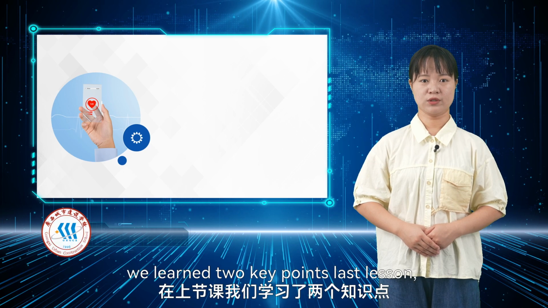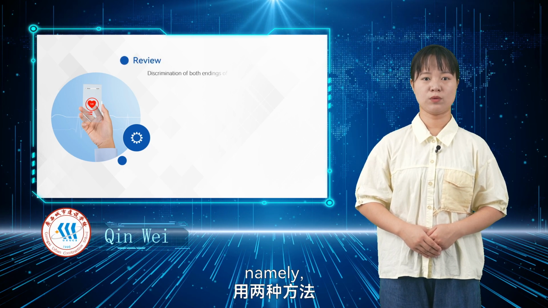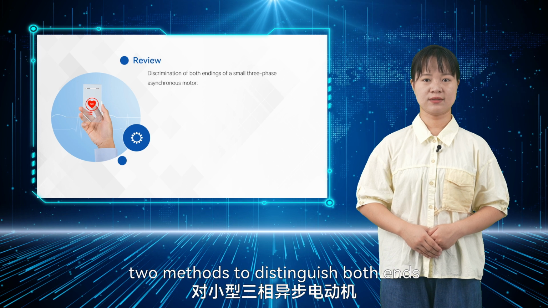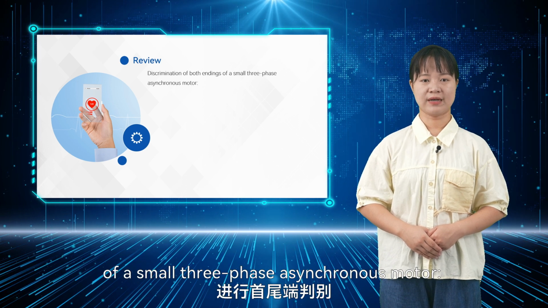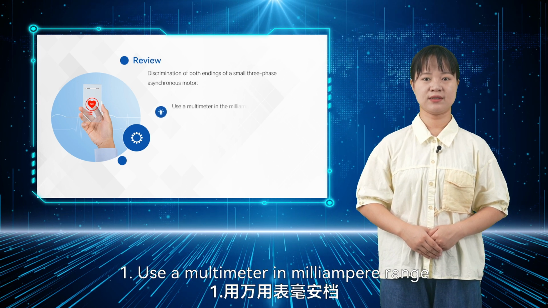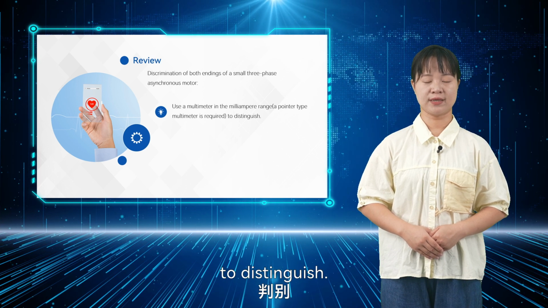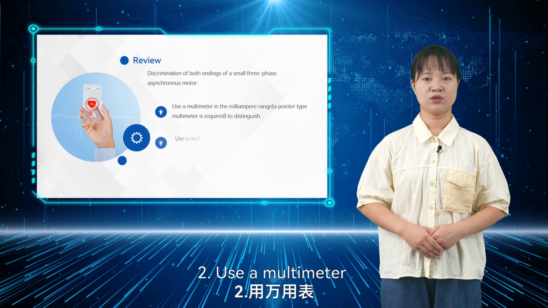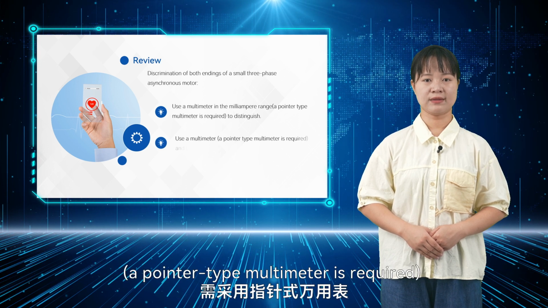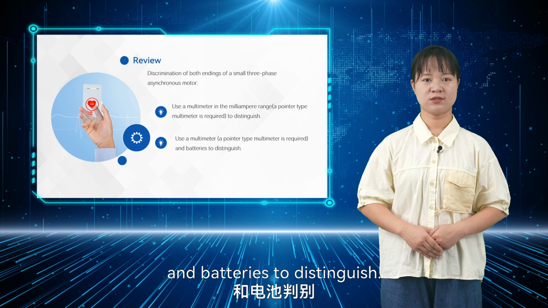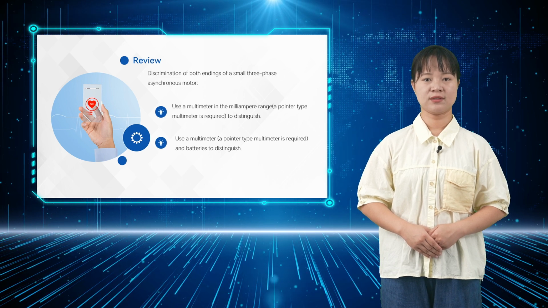Dear all, we learned two key points last lesson, namely, two methods to distinguish both ends of a small three-phase asynchronous motor. 1. Use a multimeter in milliampere range. A pointer-type multimeter is required to distinguish. 2. Use a multimeter. A pointer-type multimeter is required, and batteries to distinguish.